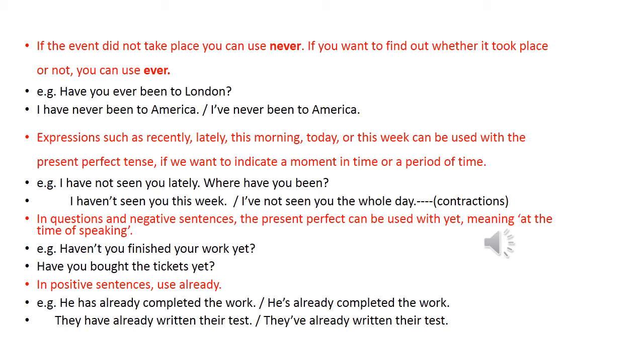Have you ever been to London? It's an interrogative sentence. I have never been to America. This is a negative sentence. The short form or the contracted form is also given to you there. I've never been to America.